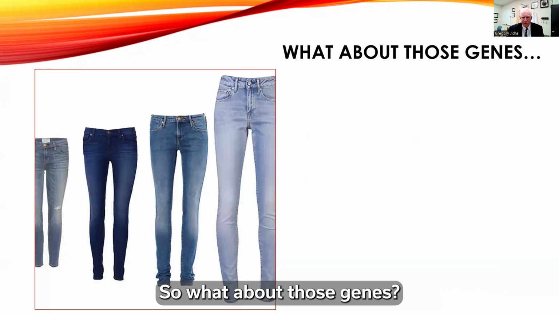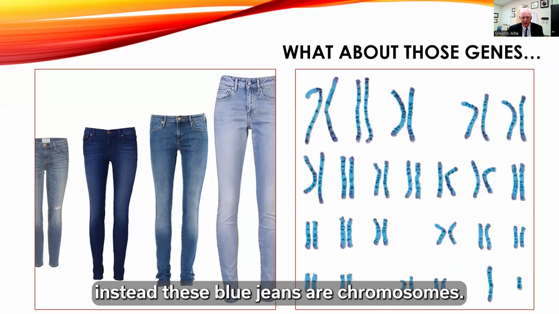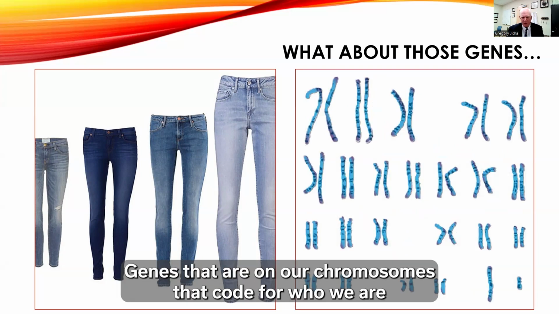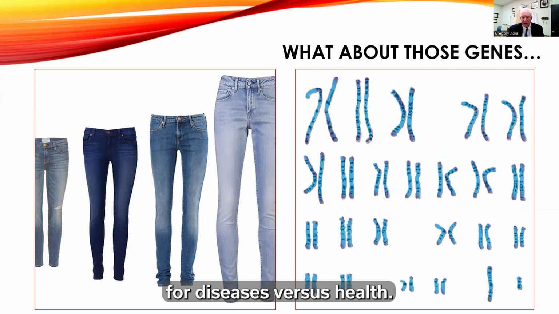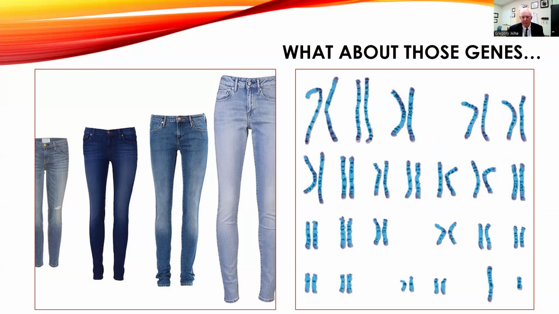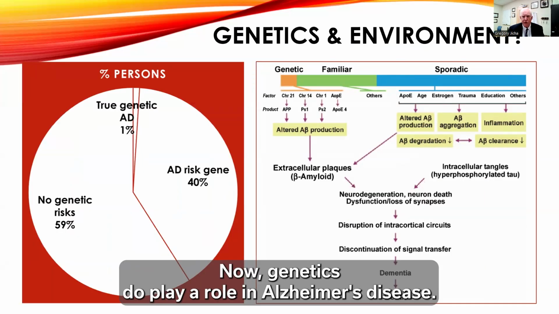So, what about those genes? And again, we're not talking about those blue jeans, but instead, these genes are on our chromosomes, genes that code for who we are and what our body does, including our risk for diseases versus health. And the same holds true for the brain. Now, genetics do play a role in Alzheimer's disease.